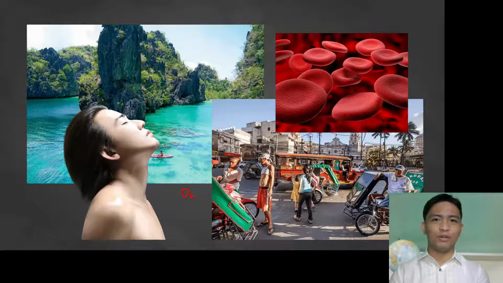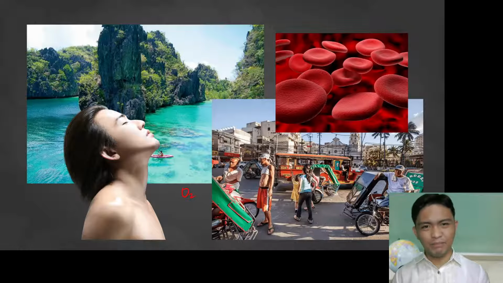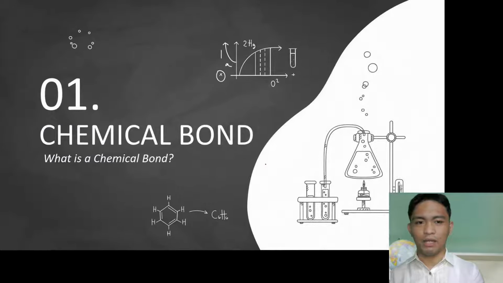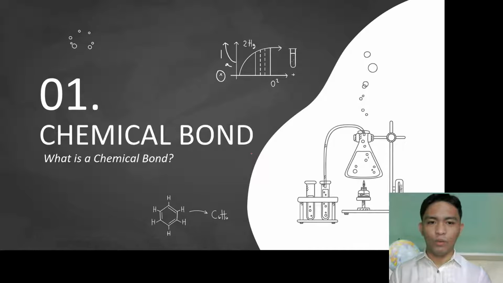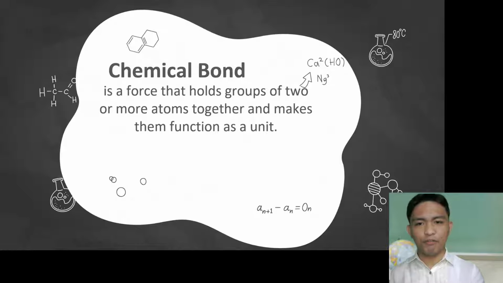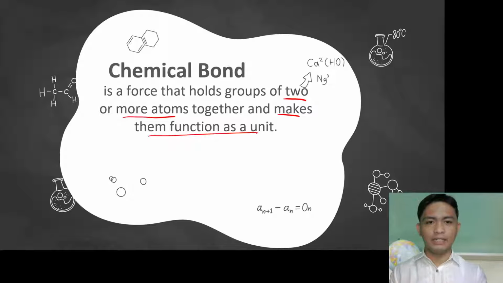So ano ba ang nasa likod ng pagsasama-sama ng iba't ibang klase ng atoms na to? That's actually explained by what we call chemical bond. Okay, so we will have that with this first section. Let's define what chemical bond is. So chemical bond refers to a force that holds a group of two or more atoms together and makes them function as a unit. So ito pala yung force na nagbabind.